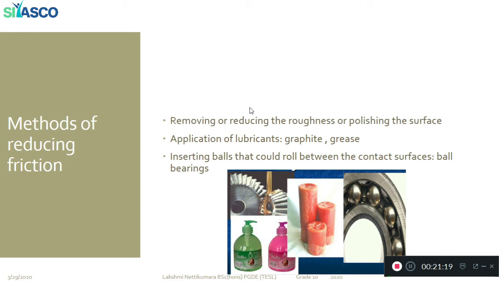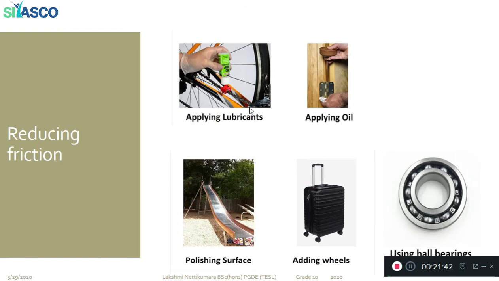To remove or reduce the roughness, what we have to do is polish the surface. We can apply lubricants like graphite and grease and insert balls that could roll between the contact surface areas. For example, having ball bearings, thereby we can protect the machine parts from wearing off. Here this one also shows you certain situations where we try to reduce the friction.